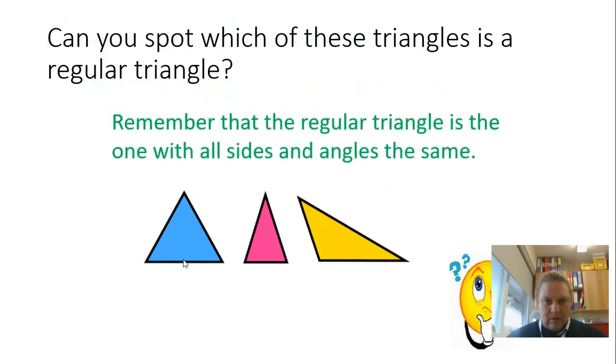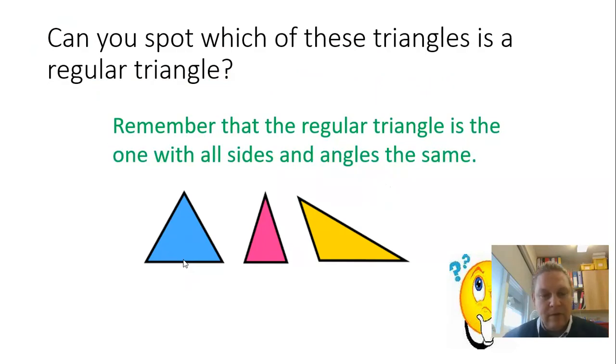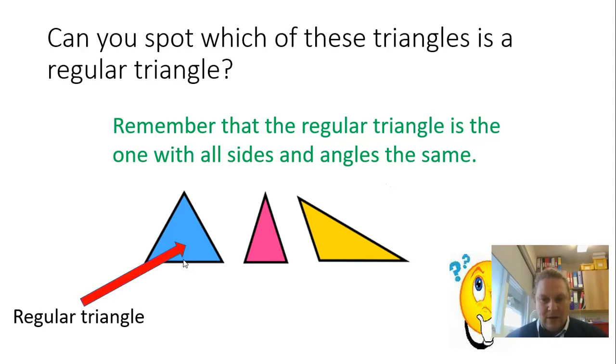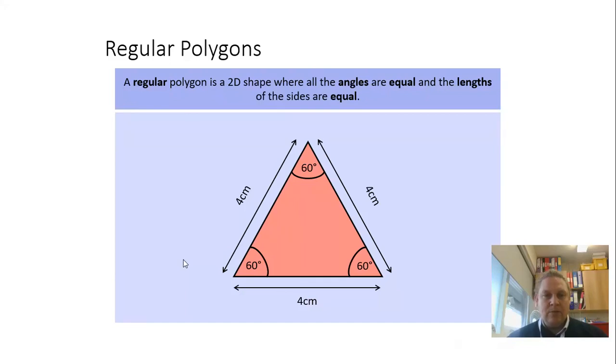Giving you a clue there. Remember that all of them have the same sides and the same angles. Regular triangle, should have spotted it by now, is that one. Okay. All right, so regular polygons.